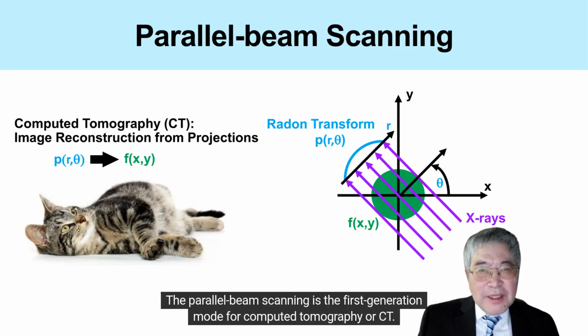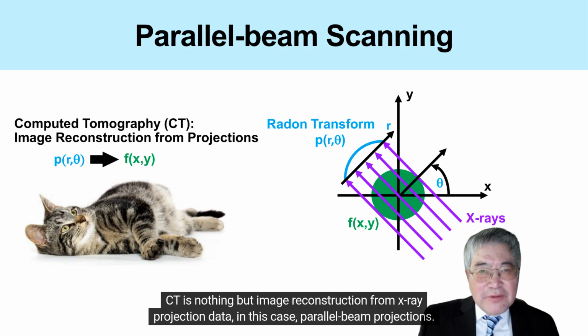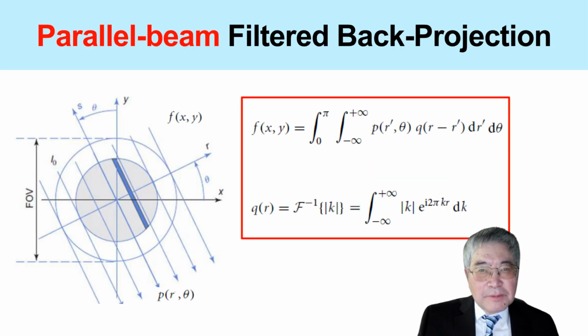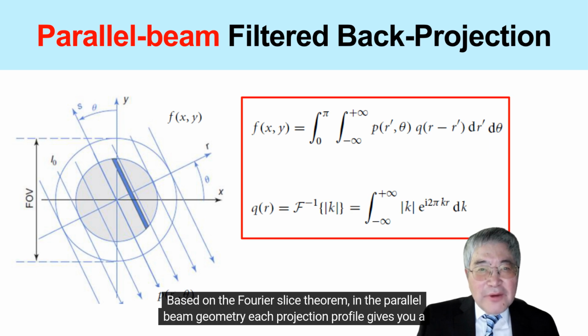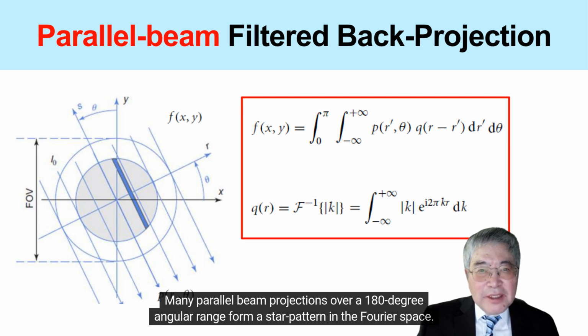The parallel beam scanning is the first generation mode for computed tomography, or CT. CT is nothing but image reconstruction from X-ray projection data, in this case parallel beam projections, based on the Fourier slice theorem. In the parallel beam geometry, each projection profile gives you a radial line in the Fourier domain. Many parallel beam projections over a 180-degree angular range form a star pattern in the Fourier space.